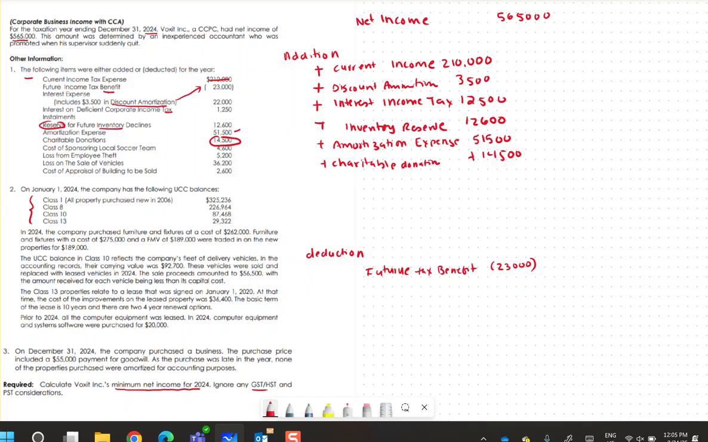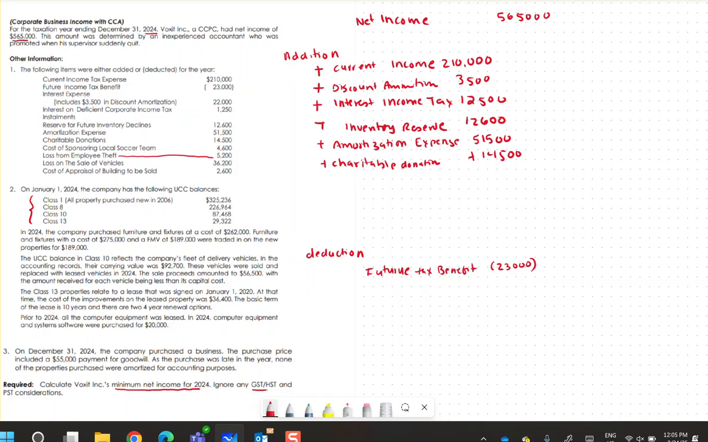What we have next is we're sponsoring a soccer team. It's promotional, and if it's promotional, it is allowed. So we don't need to do anything on it. Then we have loss from employee theft, which is $5,200. It's a normal expense. We don't need to do anything.